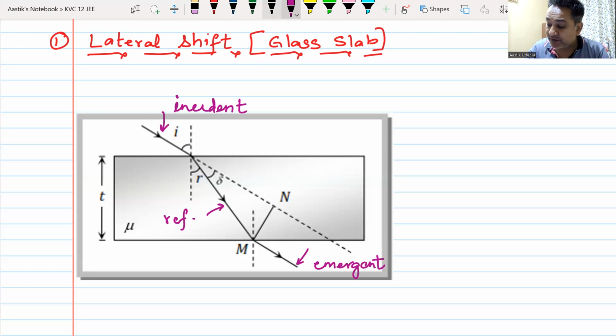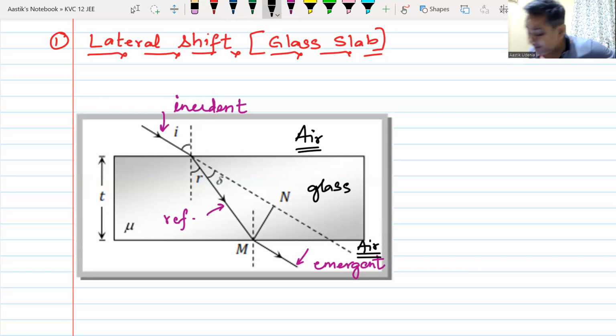And remember what I have assumed here is I have air on this side. I have some glass slab here. And again on the outer side, I have air. So the ray is traveling from air to air, but in between there is glass. Do you understand this? So the medium on one side of the glass slab and the medium on the other side where the emergent ray is coming out, both are same. Do we understand this?